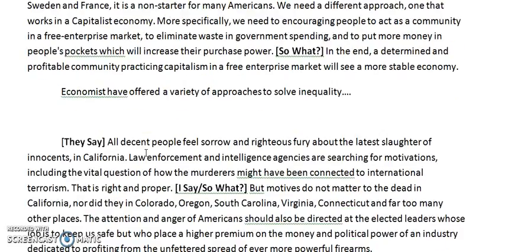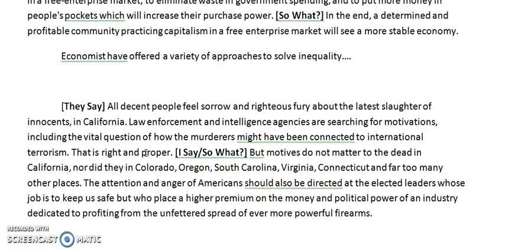Sometimes the I say and so what can be combined into a single section. Look at this one. They say, all decent people feel sorrow and righteous fury about the latest slaughter of innocents in California. This is taken from an editorial, I think, the New York Times this morning. Law enforcement and its intelligence agencies are searching for motivations, including the vital question of how the murderers might have been connected to international terrorism. That is right and proper.